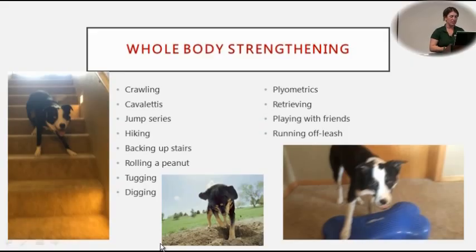Tugging, we talked about that being forelimb and hind limb, but you can also think of that as being a whole body kind of exercise if you're doing it in a bunch of different planes and directions. So we also consider plyometrics to be whole body strengthening, so this would be explosive takeoffs and box jumps and things like that. Retrieving can be like Chuckit. Everybody's clients do Chuckit, and they think that's the best exercise for their dogs. It can be a good one, but it's often overdone.